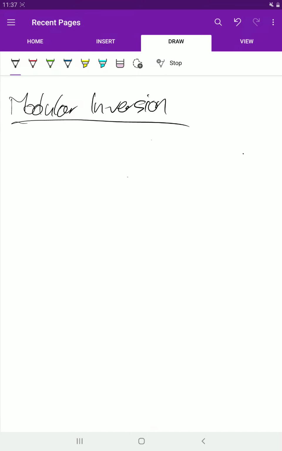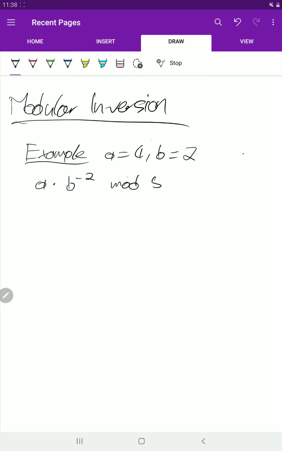Today I'm going to show you a little lemma about modular inversion. You might already know it, it's not that hard, and you might also assume it intuitively. So let me first give you an example. Let's look at the integers. Let's say a equals 4, b equals 2, and now we want to know what a times b inverse modulo 5 is.